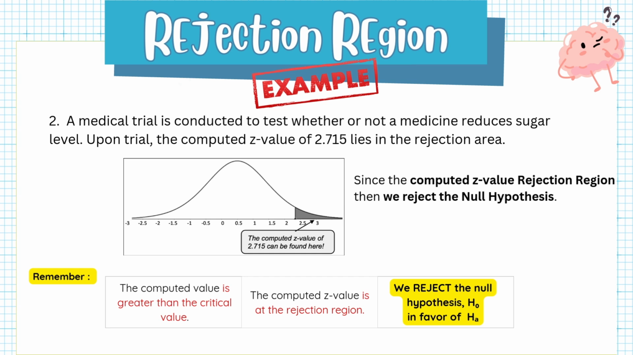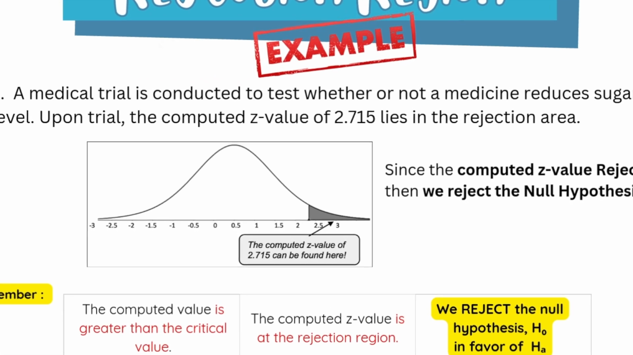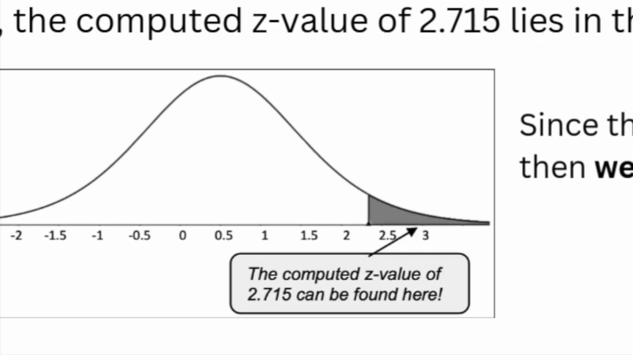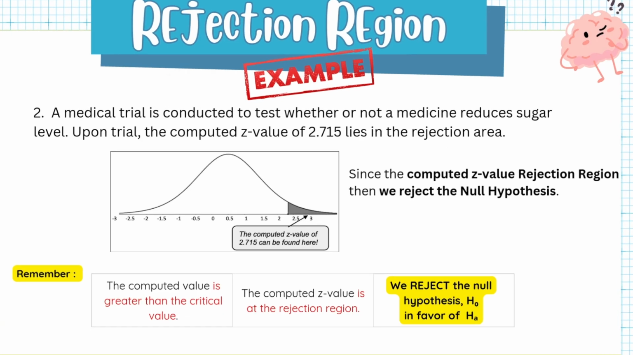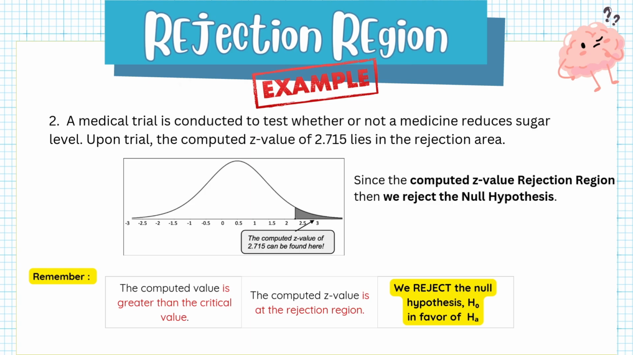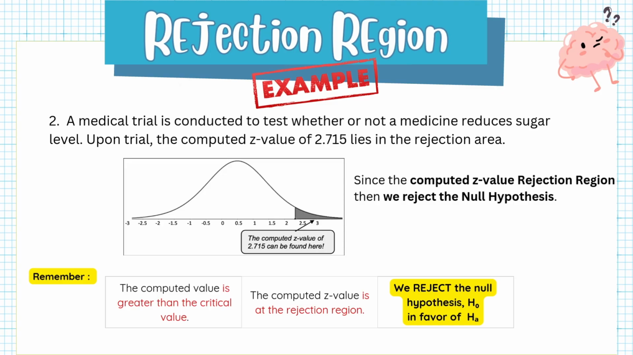When we locate the computed z-value in the rejection area, here the shaded area, 2.715 is found here, we can say that we reject the null hypothesis. Why? Because the computed z-value lies in the rejection area. That means we are going to reject the null hypothesis.